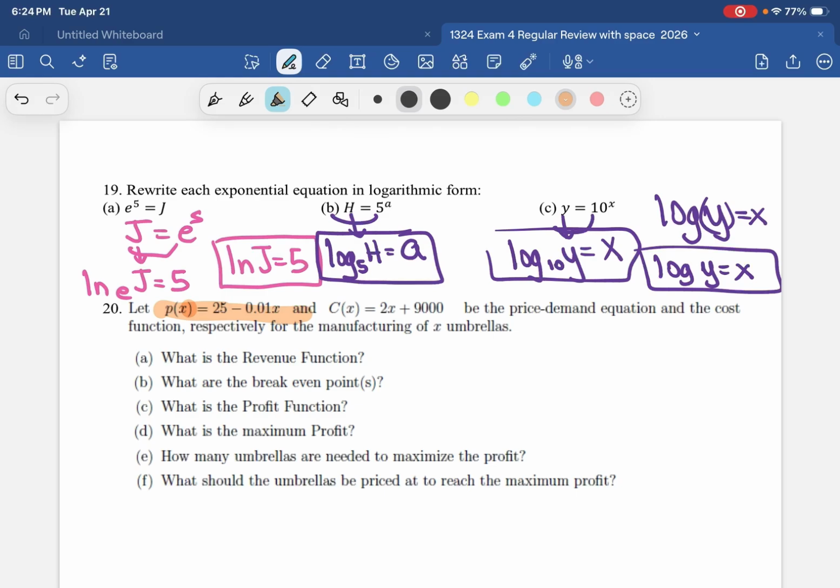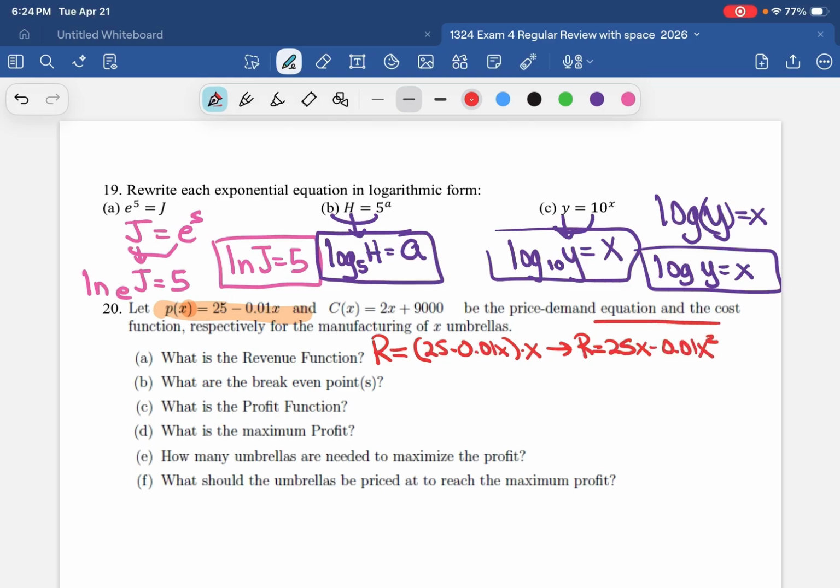And it says part A, what is the revenue? So our revenue is always going to be our sell price times X. So I'm going to multiply my price equation here times X. And I get that my revenue equals 25x minus 0.01x squared. That is my revenue.